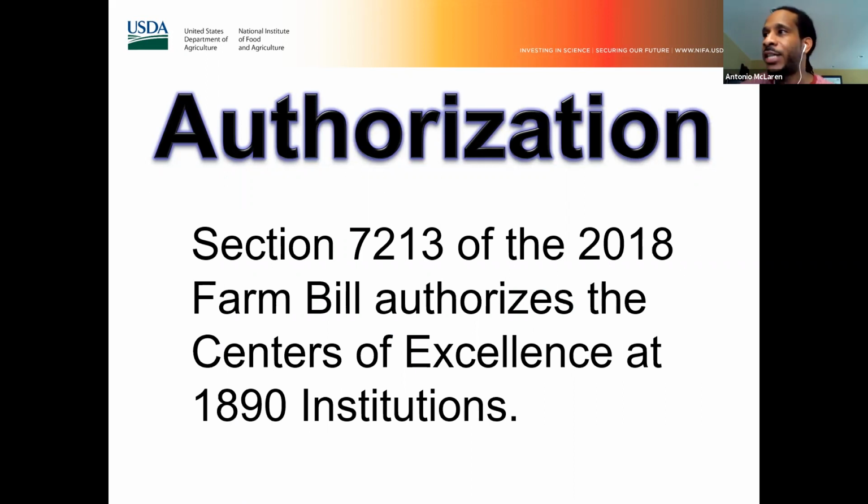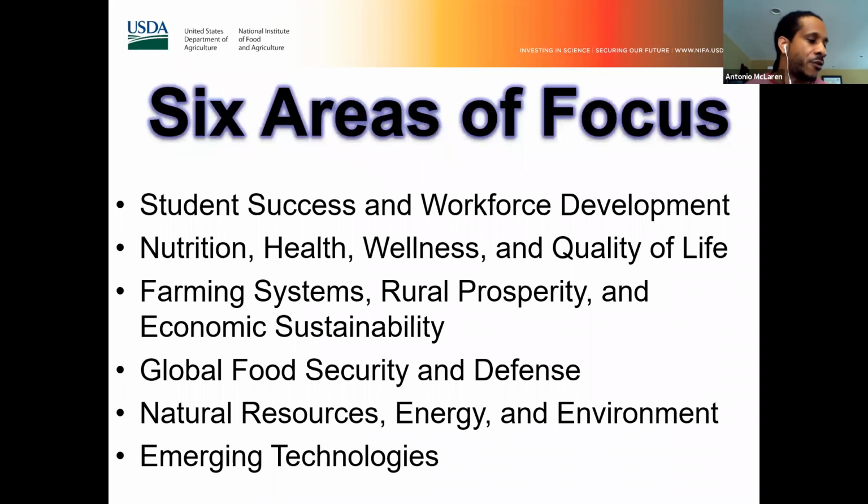So with respect to the 2018 Farm Bill, here's the background information. It was authorized by Section 7213. And in terms of the authorization, there's really six areas of focus. I assume most, if not all of you, have familiarized yourself with the language. So these are the six areas that were listed in the legislation. I'm not going to read them all to you. I think that they're all self-explanatory. But again, these are the six areas of focus that were in the legislation.